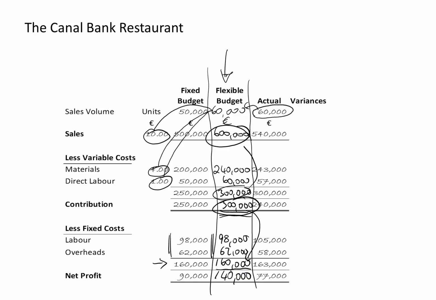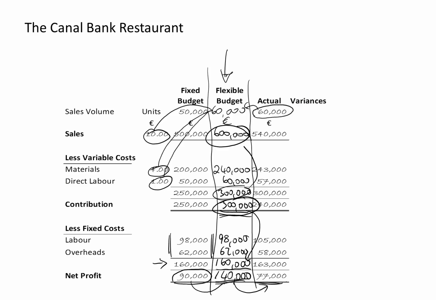Okay, so now we can see what happens. We can see the profit was budgeted to be 90,000. It should have gone up to 140,000 given the fact that we had 60,000 customers, but in fact it fell to 77,000. So we need to now find out what happened.